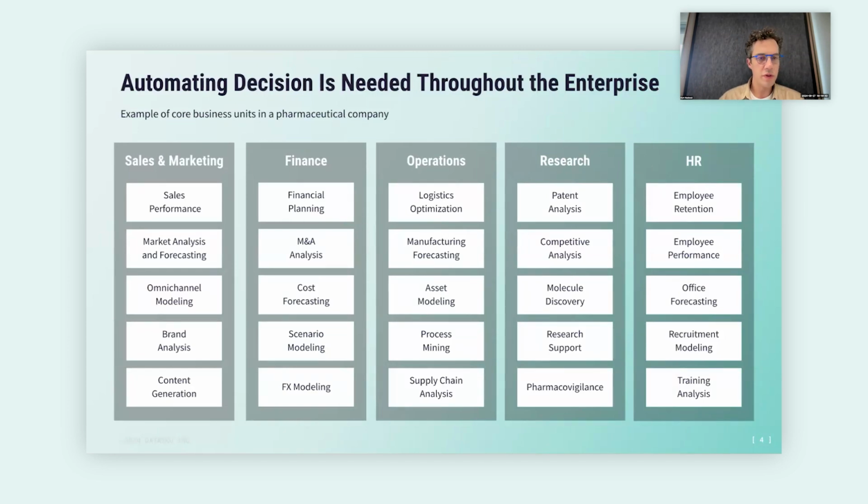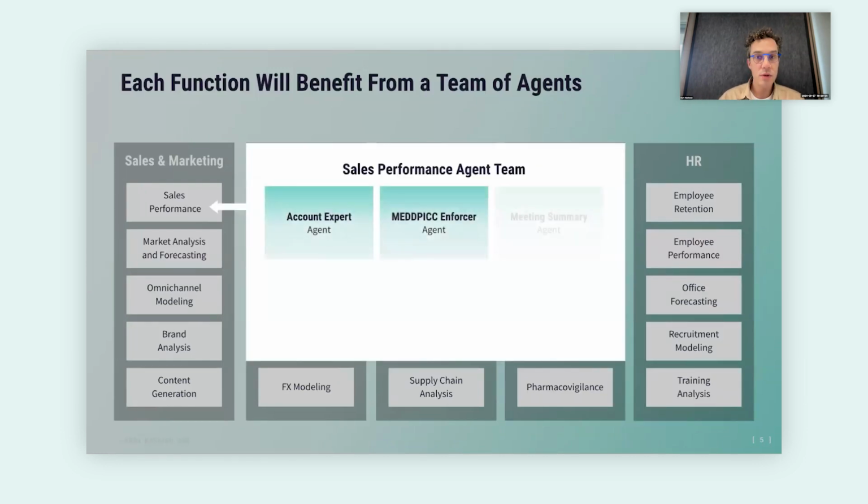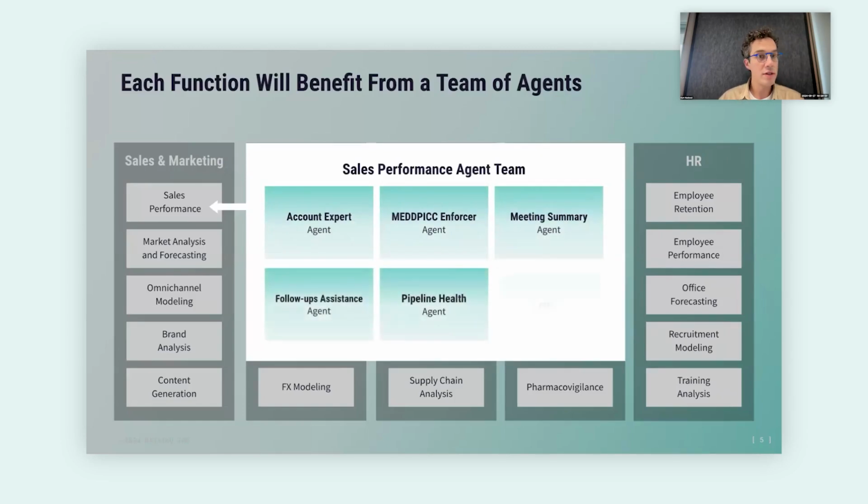Within each one of those departments, you have different functions. What we anticipate is that there is a need to automate decision making throughout that enterprise, to augment the abilities of each and every one of these functions. Within one of those functions, each one of those smaller rectangles, you're likely going to have the opportunity to benefit from a team of agents. Within that sales performance team, you could have a team of agents doing different specific things. An account expert, which is going and doing research on the account and providing that to the account team. MedPick, that's a sales methodology, which is maybe enforcing that, checking to see that the required documentation is in the CRM the way that it needs to be, and so on and so forth.